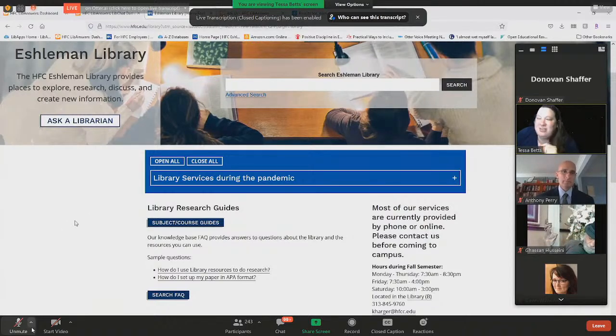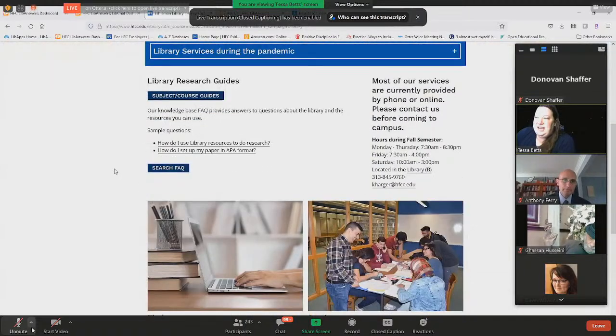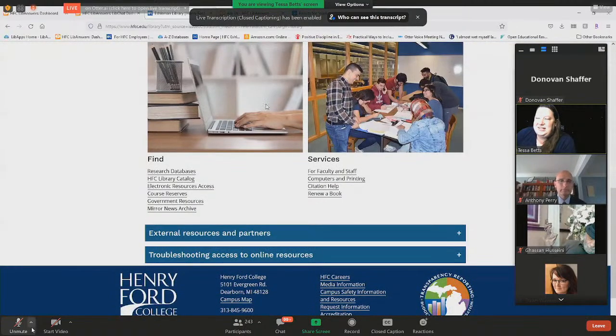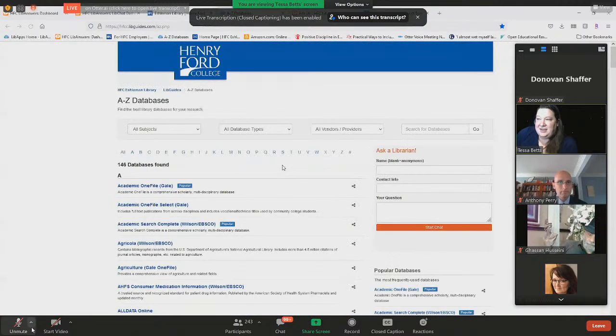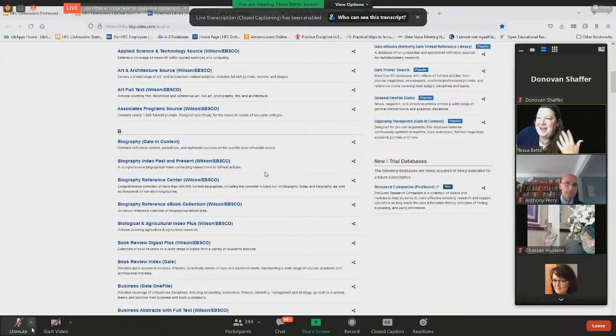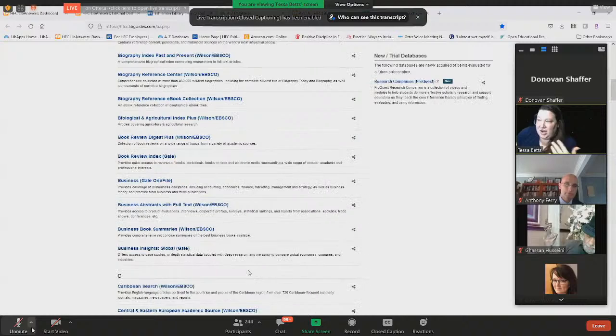Instead, here are things that you should send your students to. If you scroll down, you will see a little image with a little laptop that says Find. All that stuff that you're used to using is probably under Find. There's the link to the research database page, which should look familiar. Every single database we have a subscription to is listed on this page, and these links work.